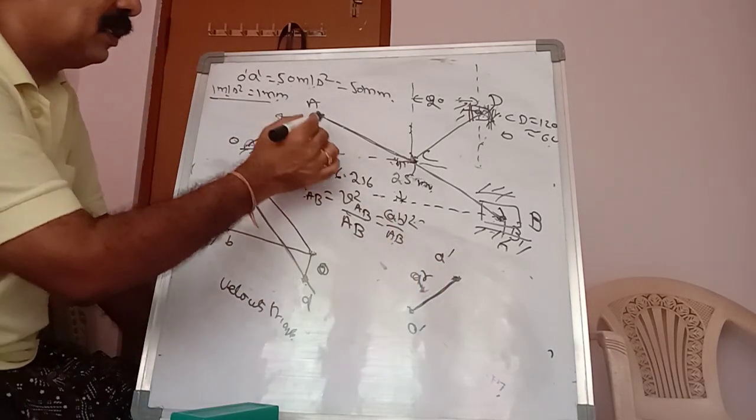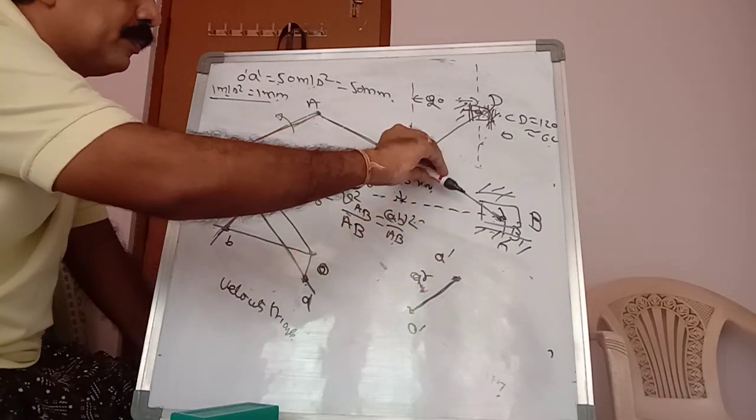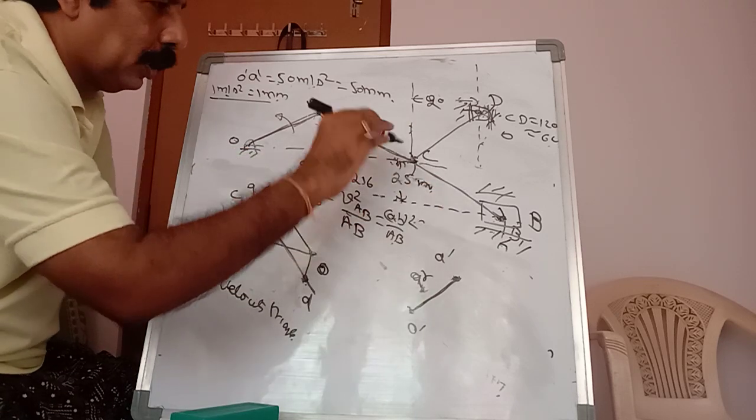Now from A dash, draw a line parallel to AB.